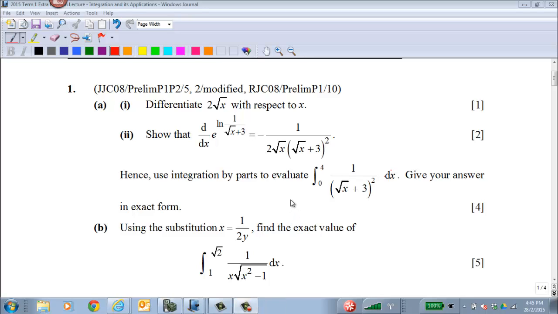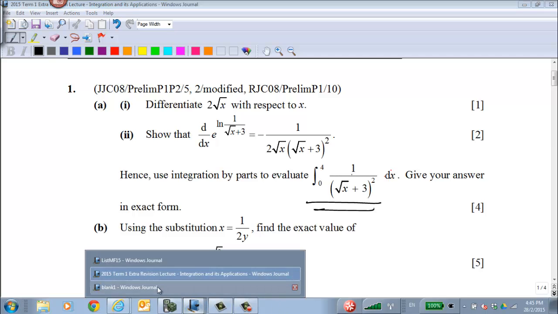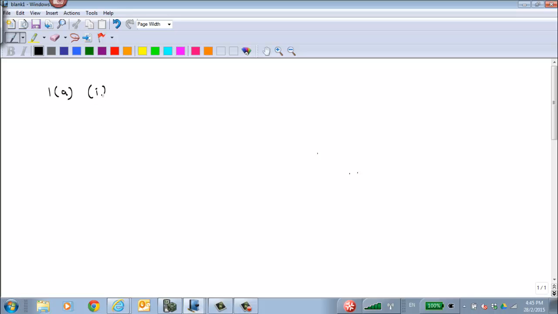Okay, so for question 1 part A, we have a few parts to do, and at the end of the day, we are supposed to find this integral here. Okay, so we will start with part 1. We are supposed to differentiate 2 square root x.